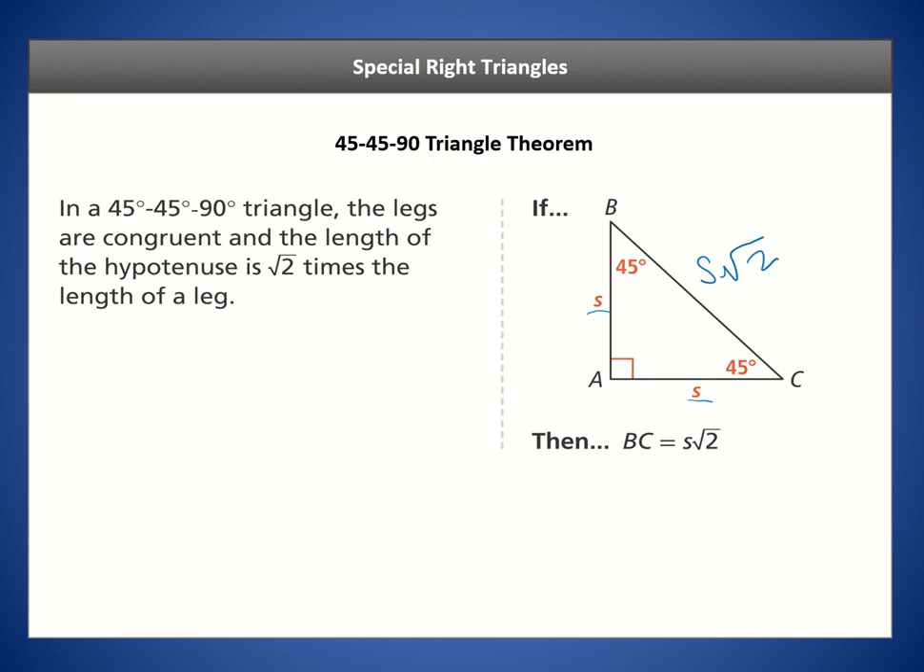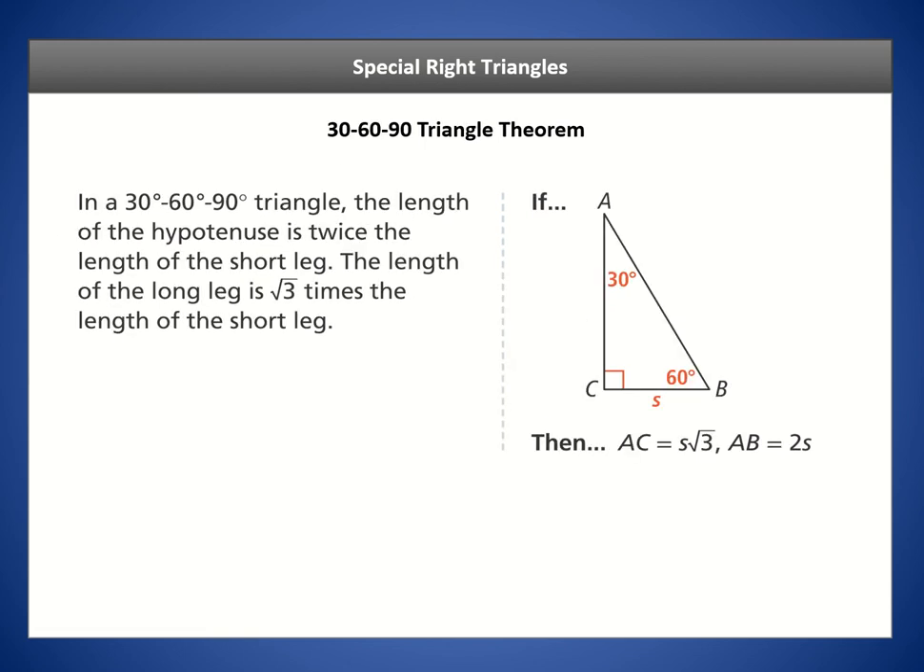So recognize this pattern so that you can use this every time you encounter a 45, 45, 90 triangle. Now for the next one, the 30, 60, 90, we have the shortest side, we'll call that S. Then in order to calculate the second longest side, I multiply S by the square root of 3. And then to get the longest side, I multiply S by 2, I double it.